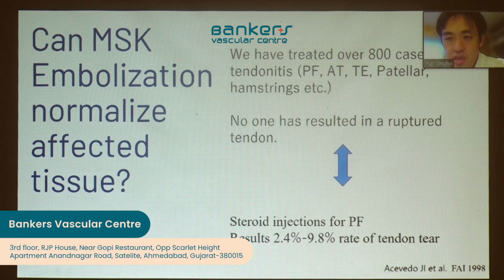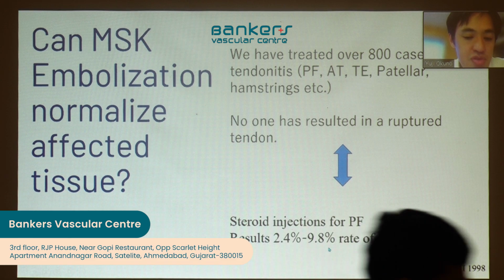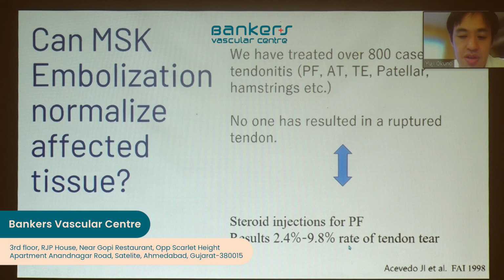And we also checked the safety of the tendon, because some treatments can induce tendon rupture. With our treatment, we have treated more than 800 cases of plantar fascia and Achilles tendinitis, but not one has resulted in a ruptured tendon. This is very different from the steroid injection data. Steroid injection results in a 3 to 10% rate of tendon tear. So it can be said that our treatment is safer for tendon rupture compared to steroid injection.